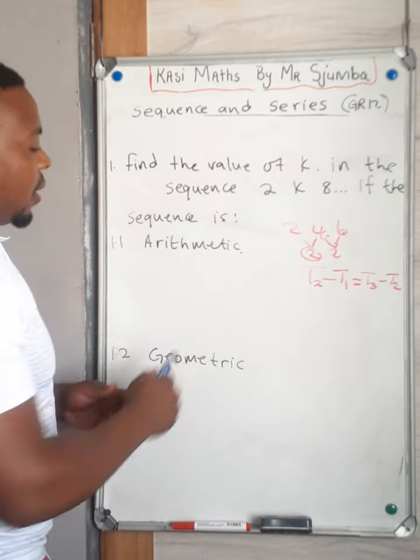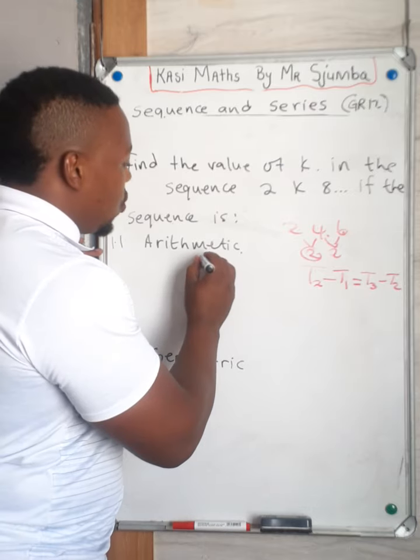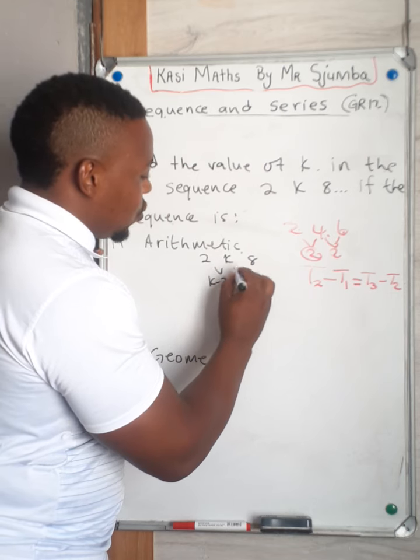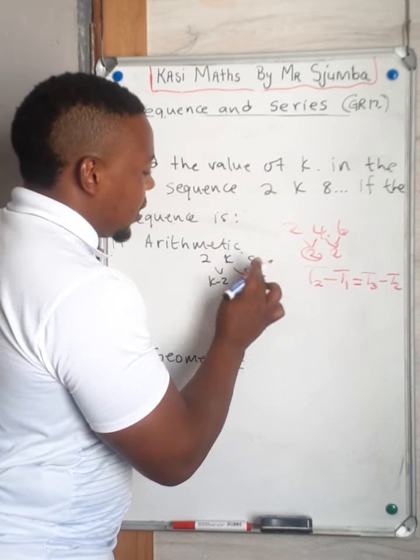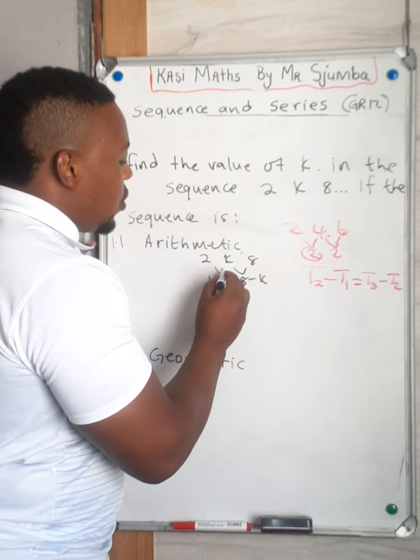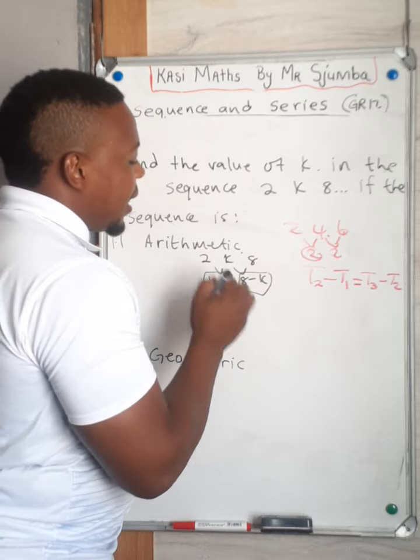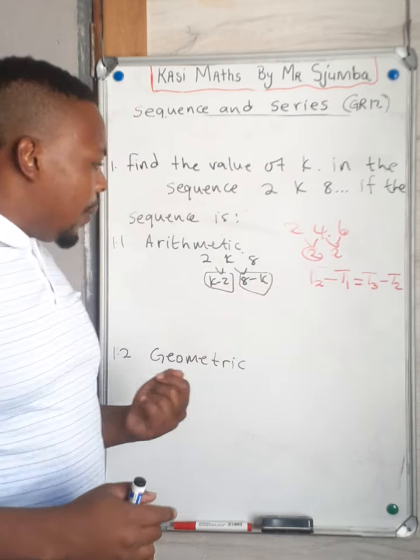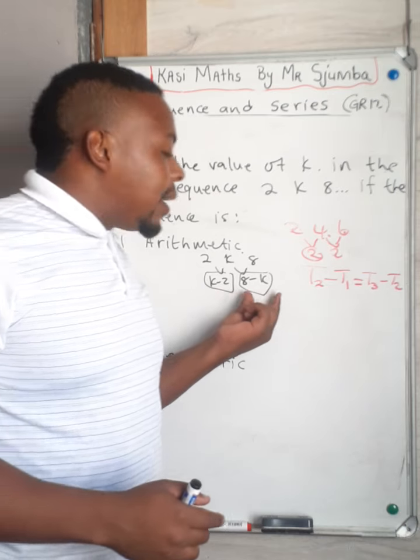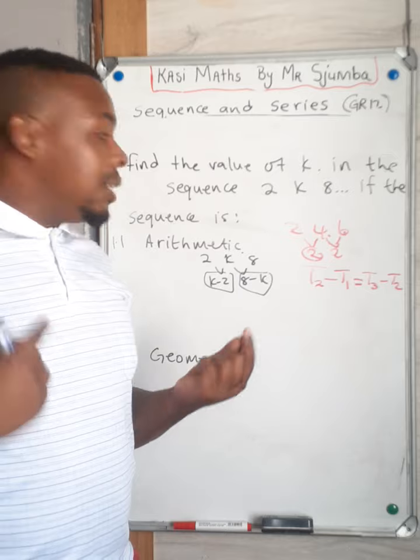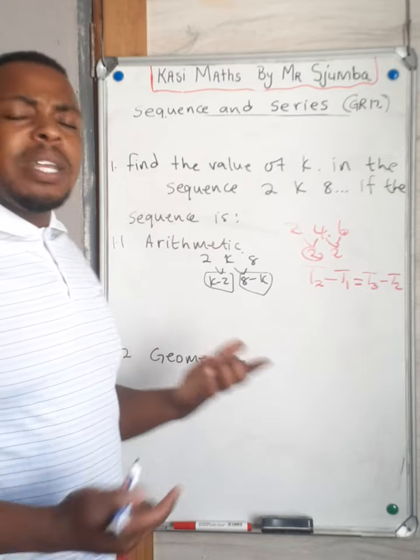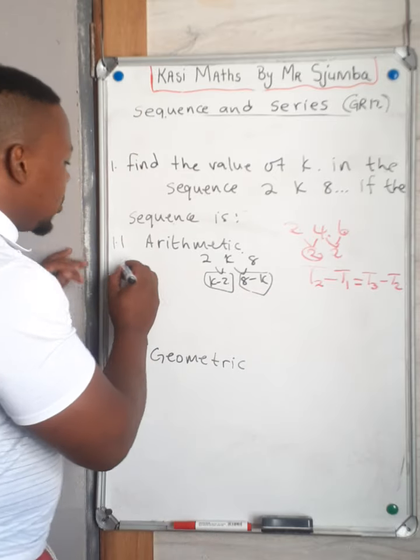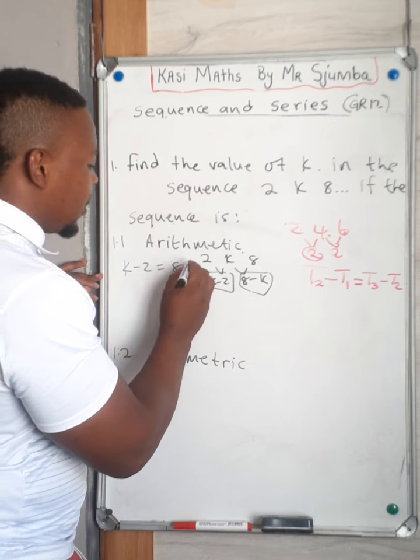So let's prove it with a letter. We say, okay, we have 2, k, 8. The differences are k minus 2 and 8 minus k. If these are arithmetic, then the differences must be the same number. Since we are told that it's arithmetic, we can create an equation: this difference equals that difference. So we have k minus 2 equals 8 minus k.